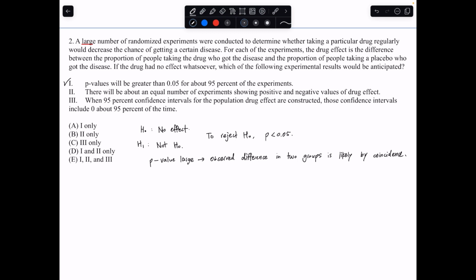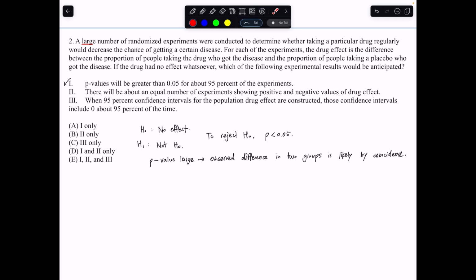All right, there will be about an equal number of experiments showing positive and negative values of drug effect. Okay, so this is also quite straightforward. If the drug had no effect whatsoever, then the differences we see in various experiments, right? It said a large number of randomized experiments, right? So across all these many randomized experiments, we should see an equal number of differences.